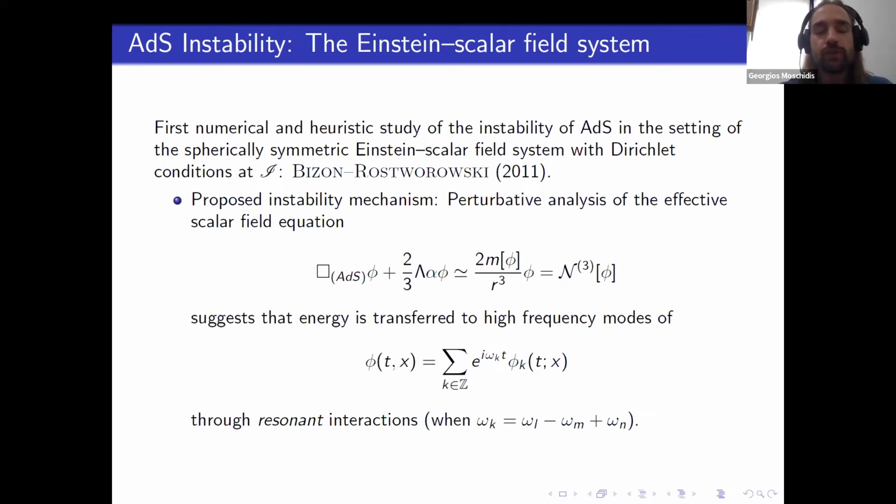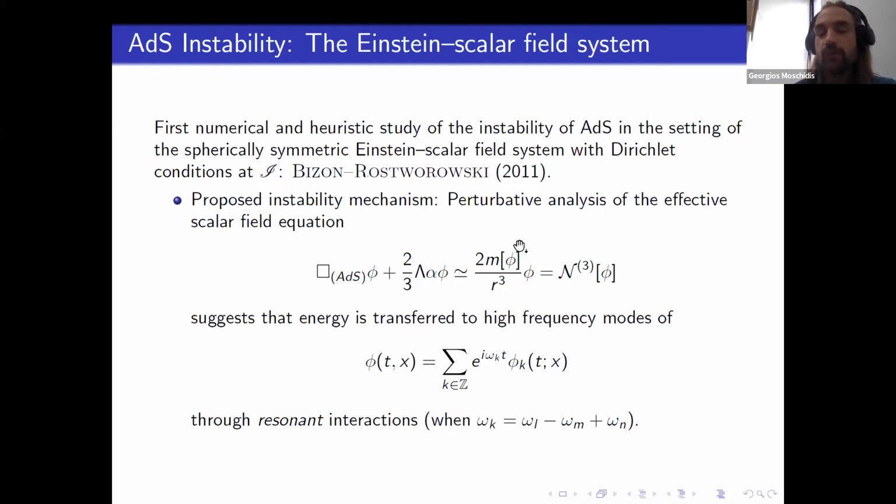And so what was the proposed instability mechanism? Well, the mechanism was a mechanism of resonant mode mixing. So what did they do? So this works as follows. So suppose now that we look at the equation for the scalar field, because remember, this is the equation that captures most of the dynamics of the system here. And looking at this equation in proper coordinates, this takes the following semi-linear form. On the left-hand side here, we have the Klein-Gordon operator on ADS background. And alpha here, remember, is exactly equal to -1.